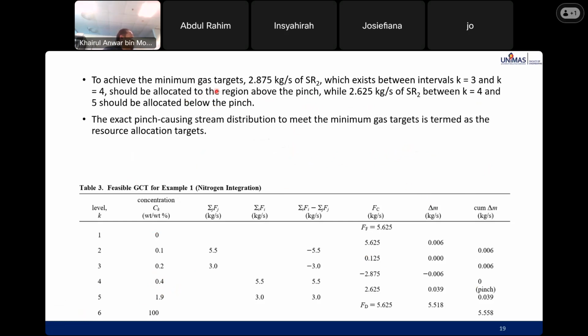So to achieve the minimum gas target based on the pinch, 2.875 kilogram per second of SR2, which exists between interval K and K4, should be allocated to the region above the pinch, while 2.625 of SR2 between K3 should be allocated below. The line over here is the line for the pinch.